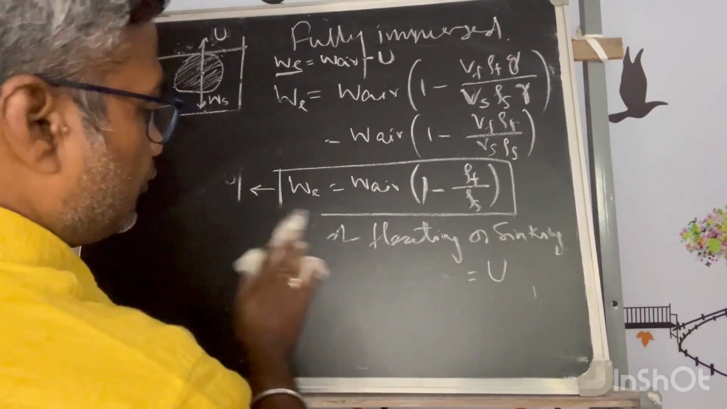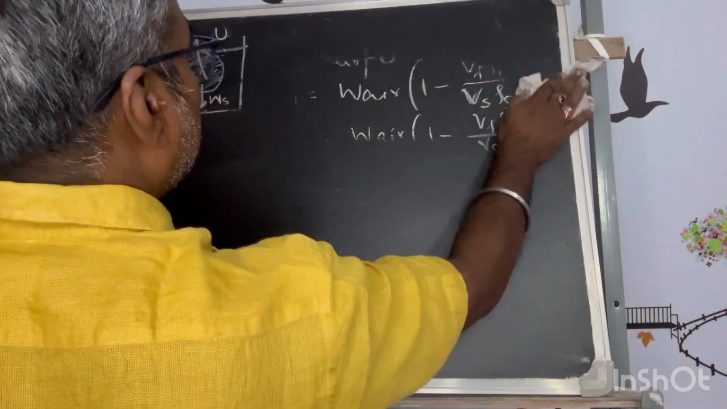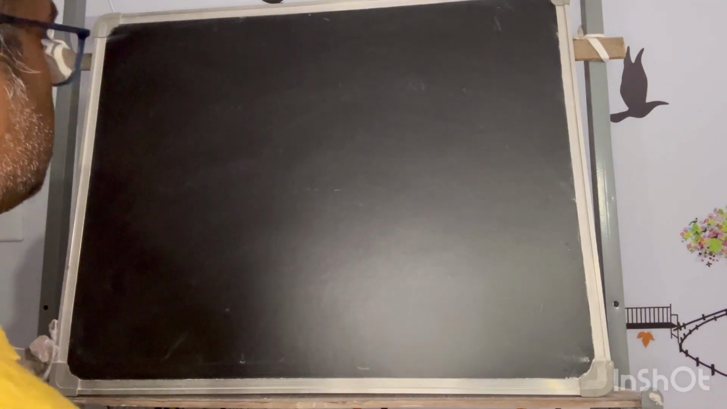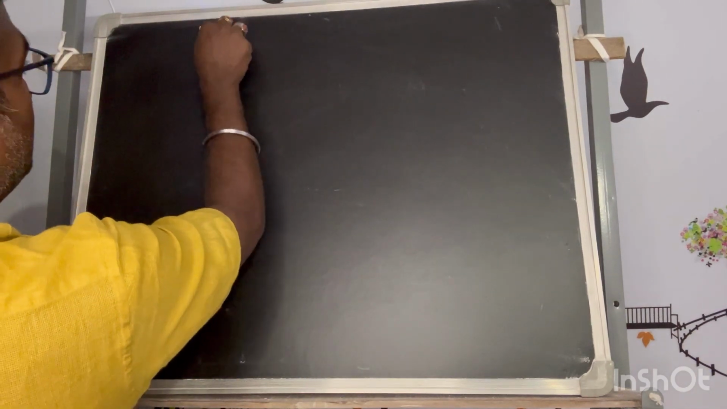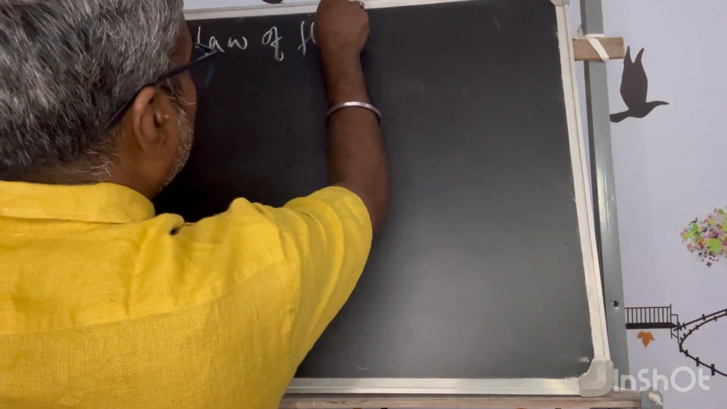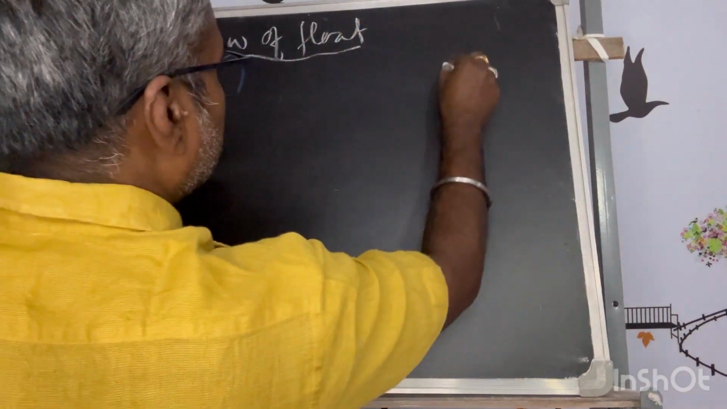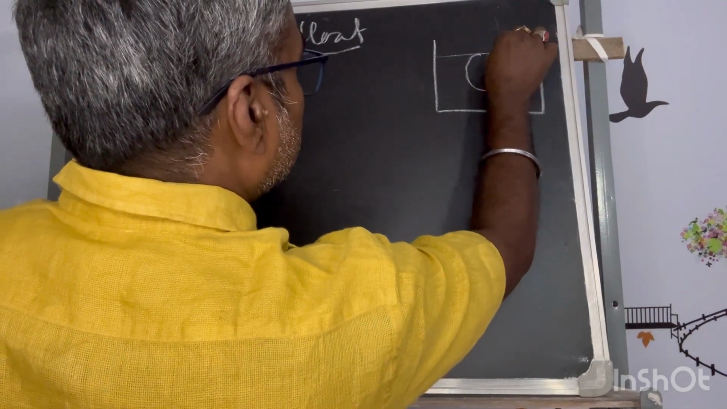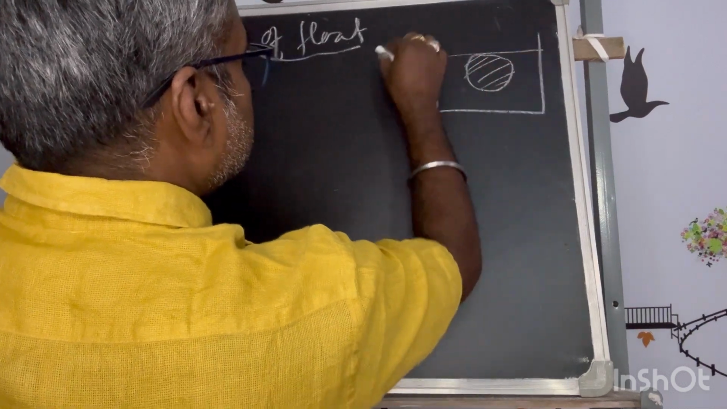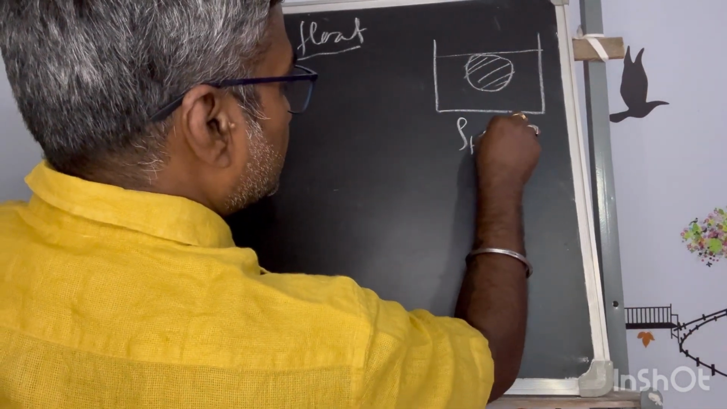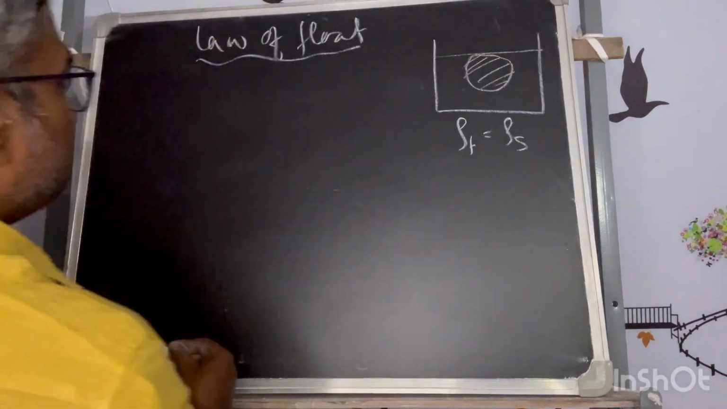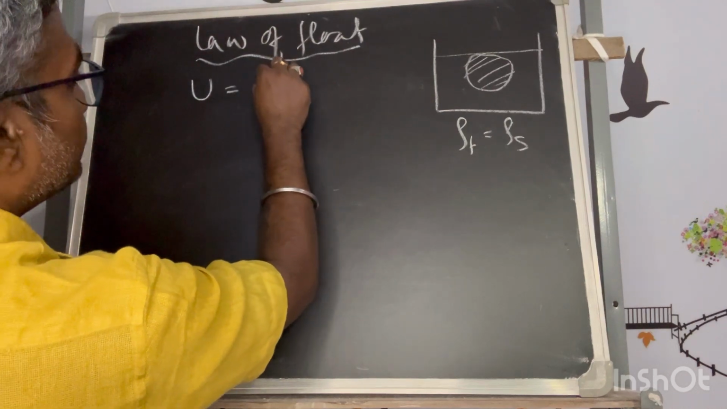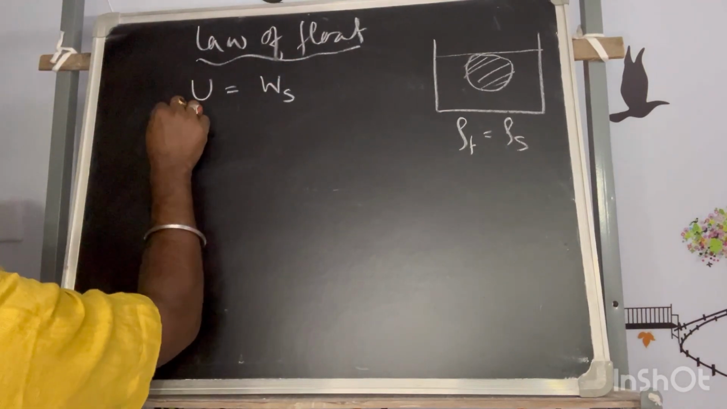The next is the law of flotation, because in one condition the thing is fully submerged but floating. So the law of flotation says the condition where the body is fully submerged and floating. This is the condition where the density of the fluid, rho f, is equal to the density of the solid. So that means upthrust is equal to the weight of the solid.